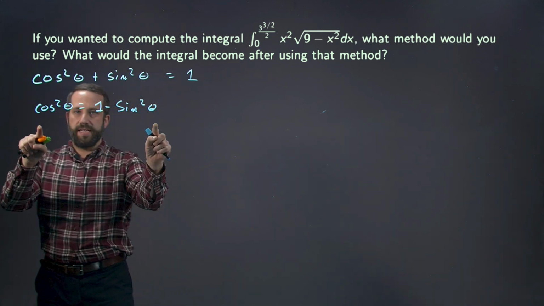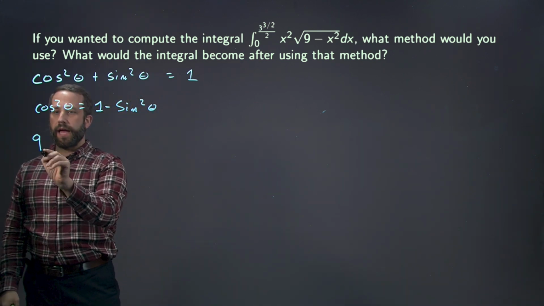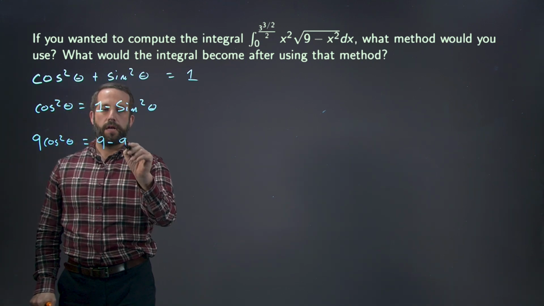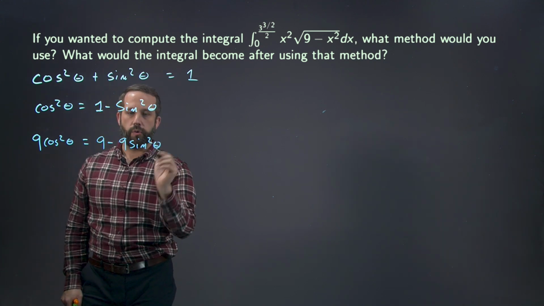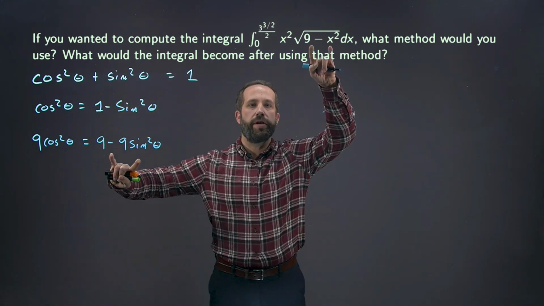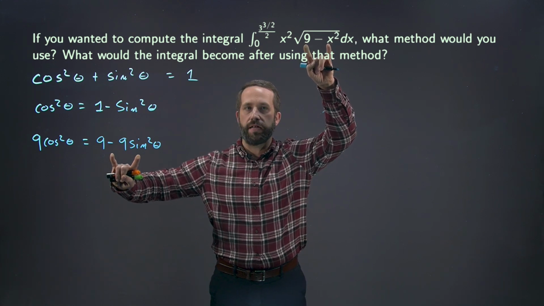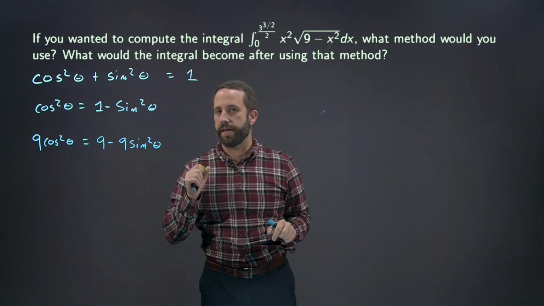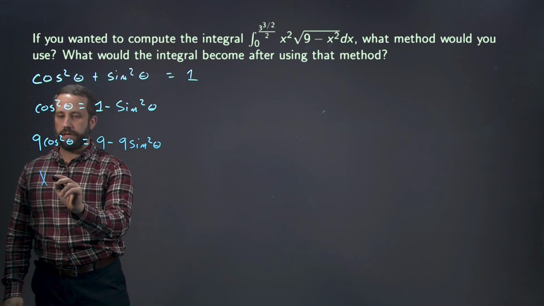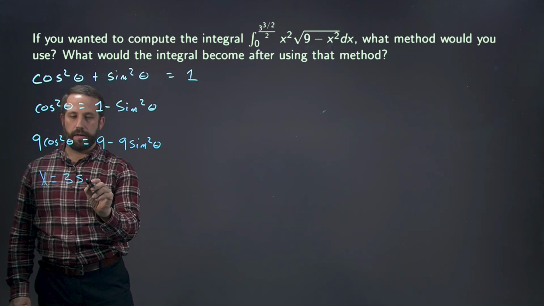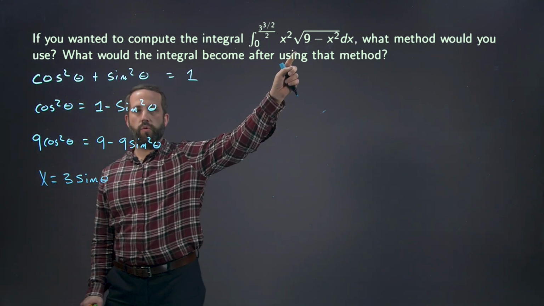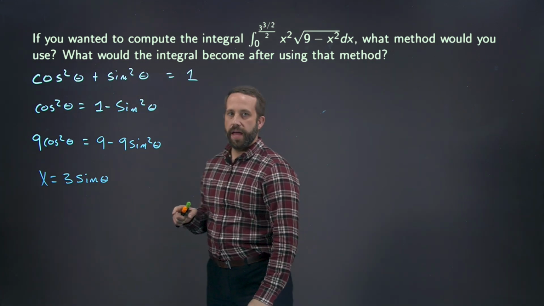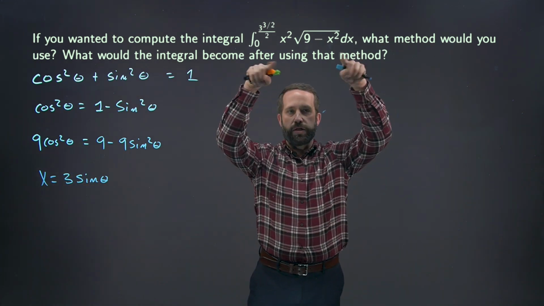So if I look at this and I multiply this by 9, I get 9 cosine squared theta is equal to 9 minus 9 sine squared theta. And now I can match this up pretty exactly to the 9 minus x squared. In other words, x squared needs to be equal to 9 sine squared theta, or I could say x is equal to 3 sine theta, because if x squared is equal to 9 sine squared theta, then x is going to be equal to 3 sine theta. And I need to take this and make all of my replacements over here.